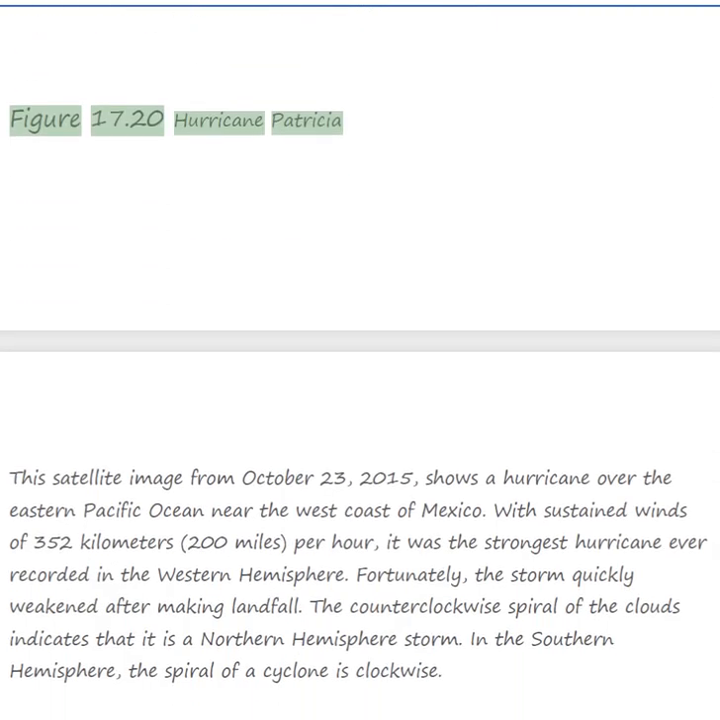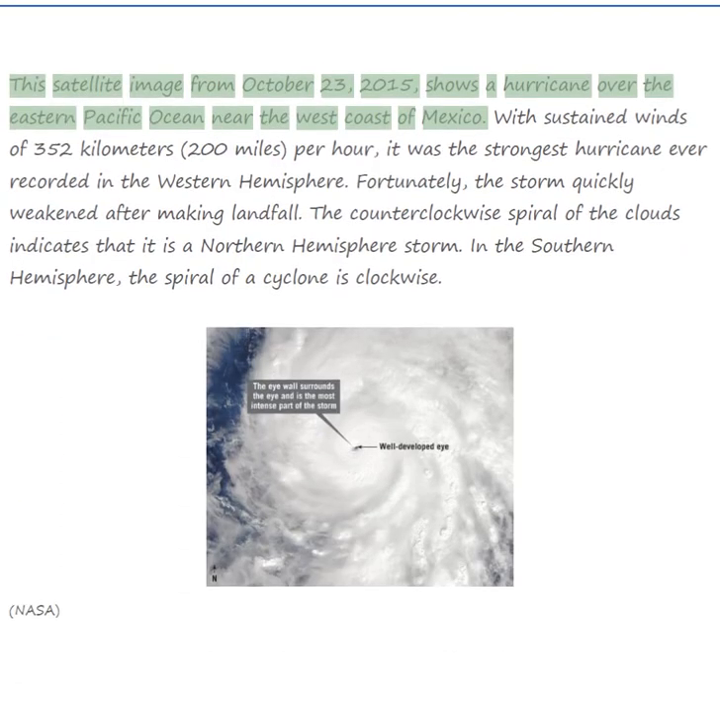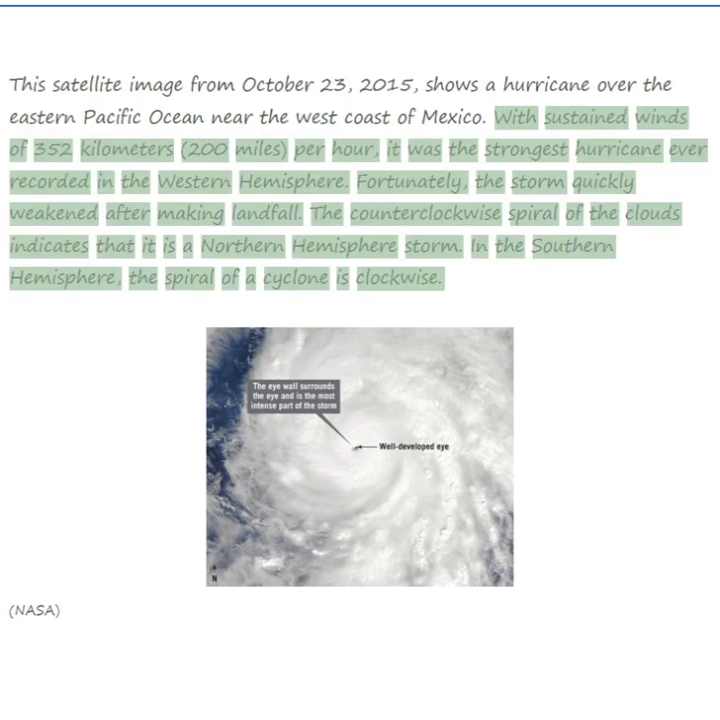Figure 17.20 Hurricane Patricia. This satellite image from October 23, 2015, shows a hurricane over the eastern Pacific Ocean near the west coast of Mexico. With sustained winds of 352 km per hour, it was the strongest hurricane ever recorded in the Western Hemisphere. Fortunately, the storm quickly weakened after making landfall. The counterclockwise spiral of the clouds indicates that it is a northern hemisphere storm. In the southern hemisphere, the spiral of a cyclone is clockwise.